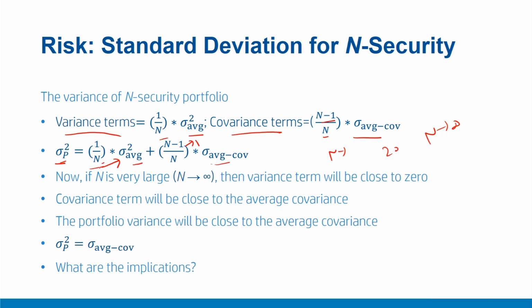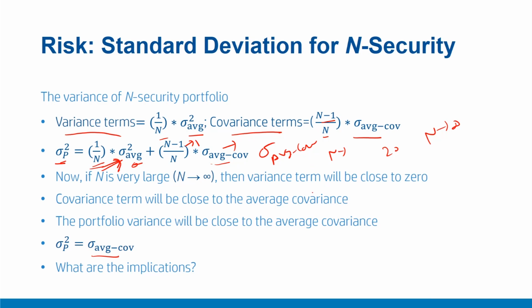So the overall portfolio risk or portfolio variance will be simply equal to the average covariance, and all the variance terms are cancelled out because of this property that n is fairly large, and therefore this term will approach 0 and this term will approach sigma average covariance, or average covariance of the portfolio.